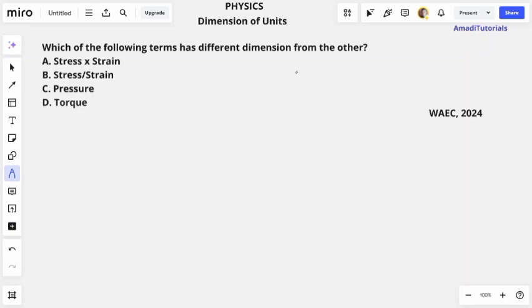Welcome, YF 2024. Let's take this question. It says, which of the following terms has different dimension from the other? So they are asking us to find the dimension, the unit dimension or dimensional formula for each of these terms or physical quantities, combined physical quantities, and then see the one that is different from the other. So there is a negative equation, which means out of these four, three will have the same dimensional unit, and then the one that doesn't have the same will be the answer.